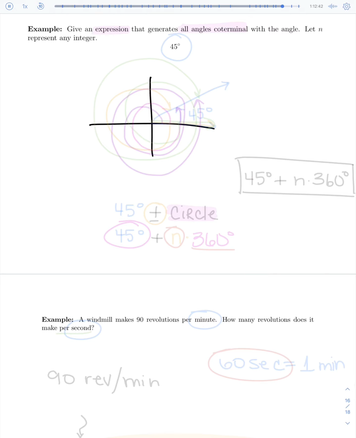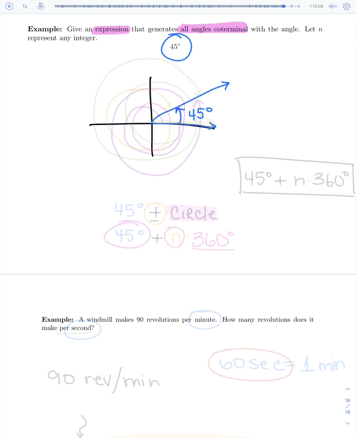They are giving us a 45-degree angle, which when starting on the x-axis, it's positive, which means you're going to be going counterclockwise of 45 degrees, which is halfway between the 90-degree angle. Now they want us to come up with an expression that generates any coterminal angle possible.